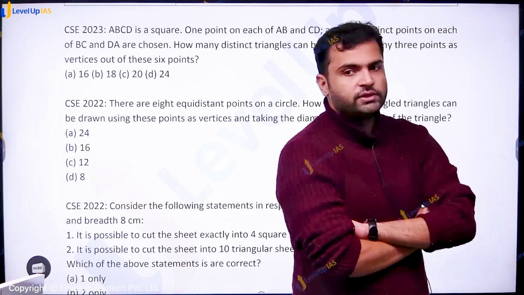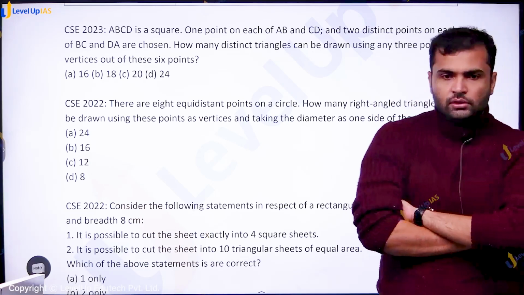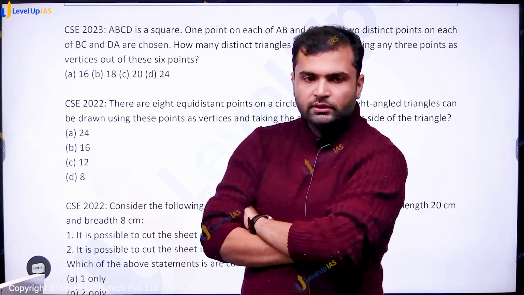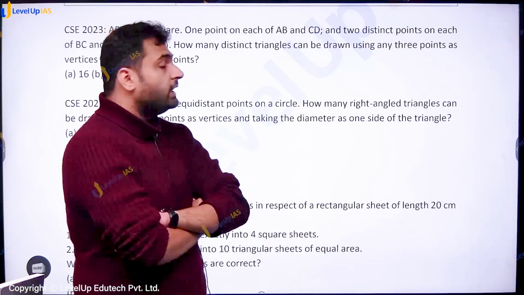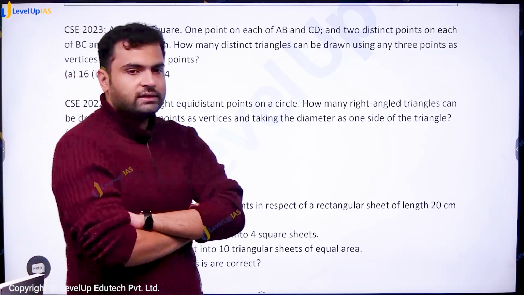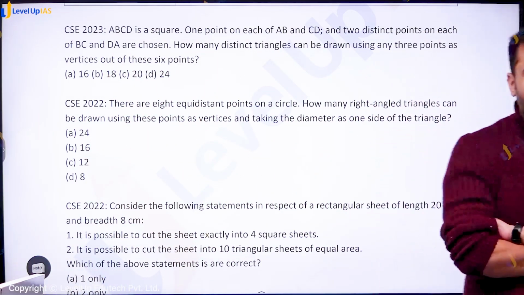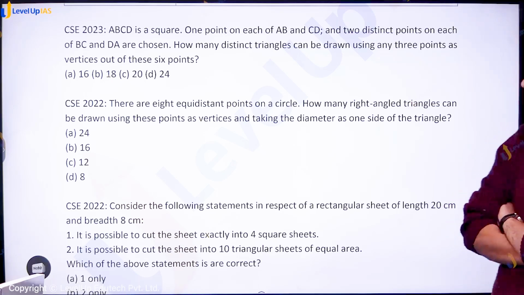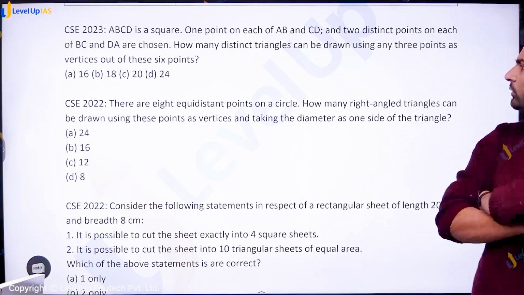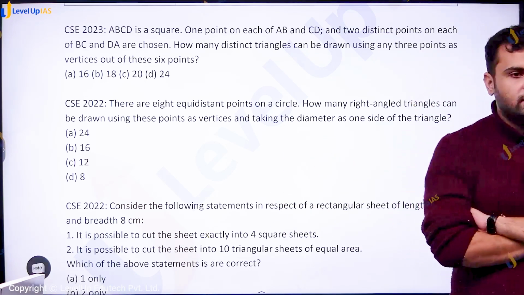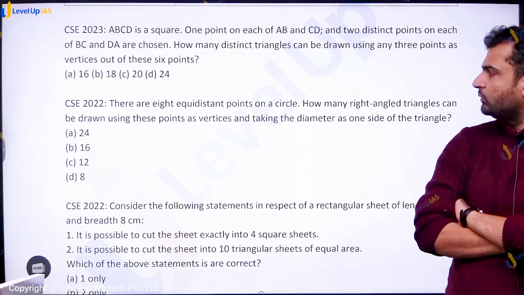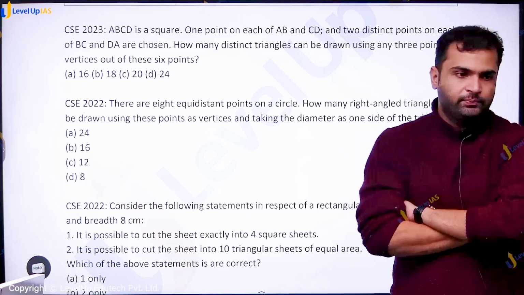There are 8 equidistant points on a circle. So the question is about a circle. Then they are asking how many right angle triangles. So circle and right angle triangle. Okay, we have heard one property. Then they are saying we have to use some of these 3 points as vertices of the triangle and diameter as the one side.